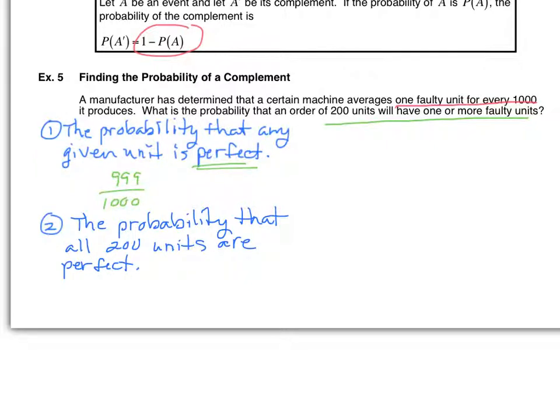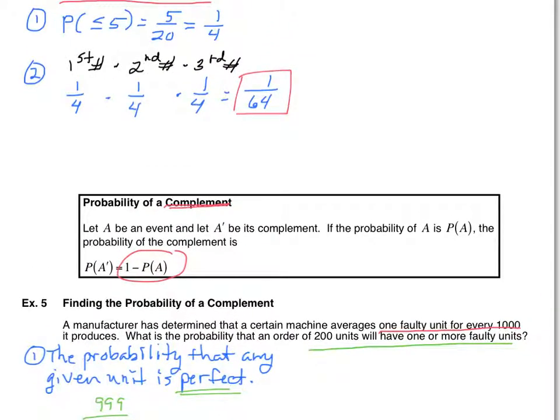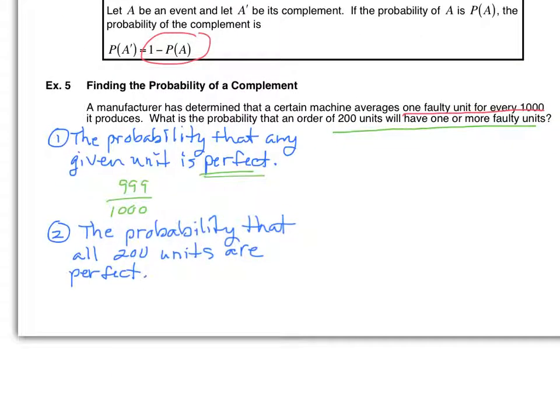Look at the fact that each unit is considered an event. So the probability that 1 unit is perfect is 999 out of 1,000, right? So if you go back and look at what we did up here with the numbers, each of these was an event, right? And they happen to be the same event. That's no different than these 200 units that we're producing down here. So I'm going to take that 999 over 1,000 and multiply it to itself how many times? How many units am I looking at? 200.